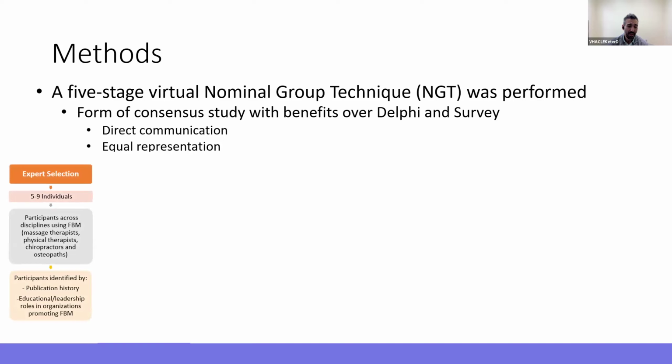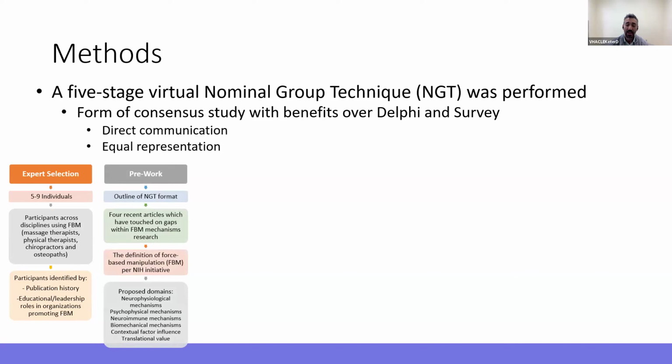We're looking for 5 to 9 individuals typically to create this expert panel. We wanted to make sure that we included individuals from across the different disciplines that we talked about, the osteopaths and chiropractors, soft tissue massage providers, all of those types of things. We identified individuals based on publication history and educational leadership roles as they relate to FBM. We gave these individuals pre-work, okay?